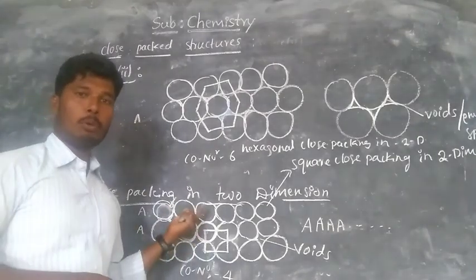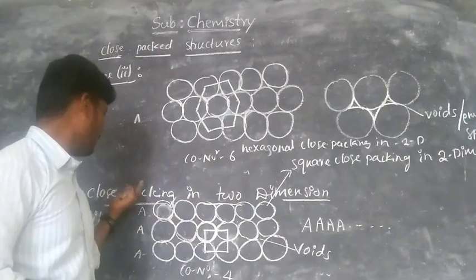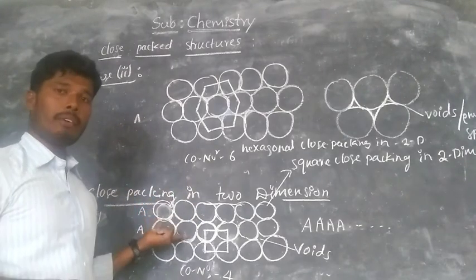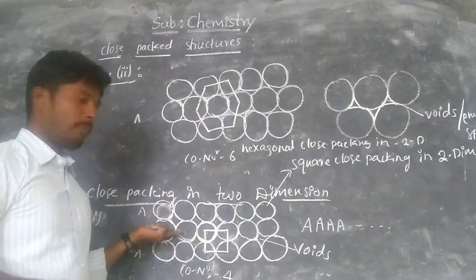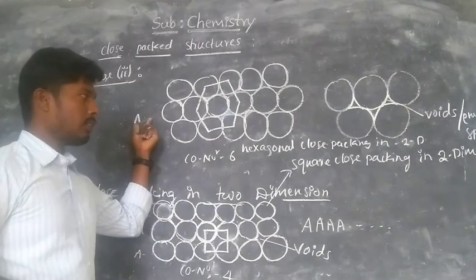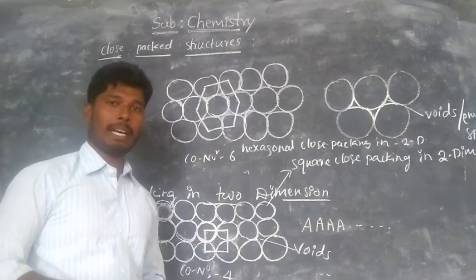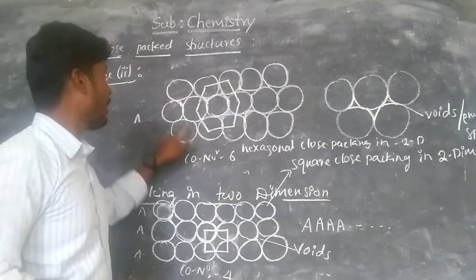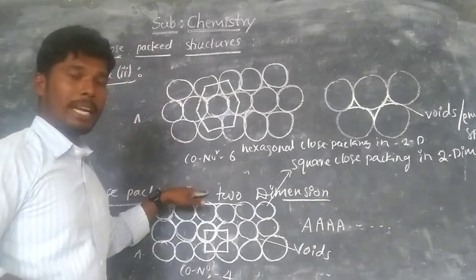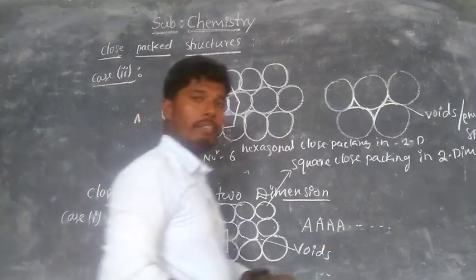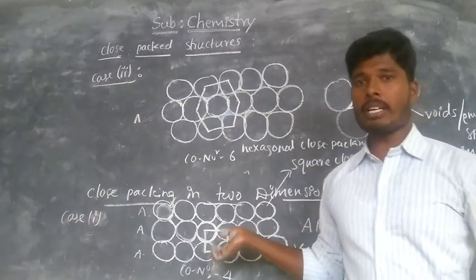Now, I hope you understand what is meant by closed packing in two dimension and what are the types. There are two types. One is square closed packing and second one is hexagonal closed packing. Now you know one dimension closed packing and two dimension closed packing. Now we are going to study three dimensional closed packing.